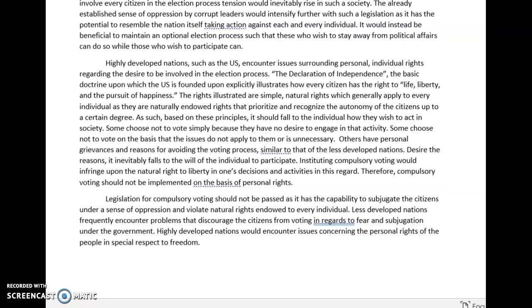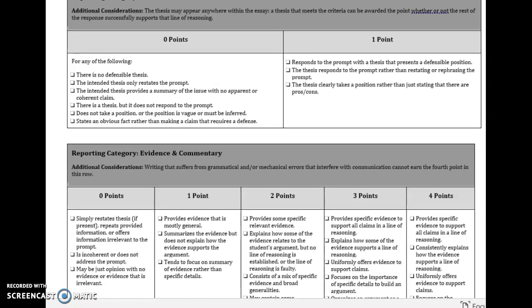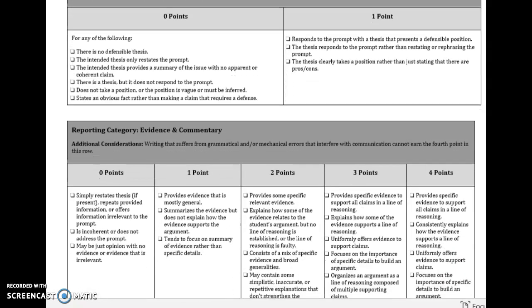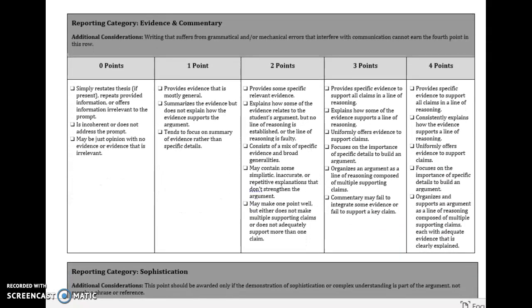So going back to our rubric, I already said that I would definitely give this child a 1 out of 1 for the thesis point. Coming down to the evidence and commentary, I'm going to say, without even reading the rubric, because I know it so well, this essay is not going to earn a 0 or a 1. There is not generic evidence and there is not summary. And so we're already looking here at the 2, 3, 4.